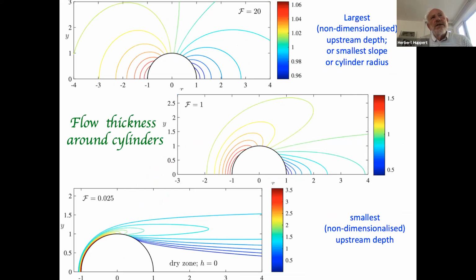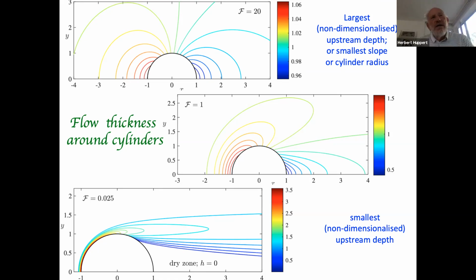Here are now the results, and as I said, I'm not going to concentrate on the details, I'm just going to tell you the results. For a flow around a cylinder, now this is a high cylinder, so M doesn't come into it, but curly F does, and it talks about the upstream depth or slope or cylinder radius. They all come into F. So the top one is the largest upstream depth, so it's really flowing, or the smallest slope, or the smallest cylinder radius. Then you see it's rather symmetrical.